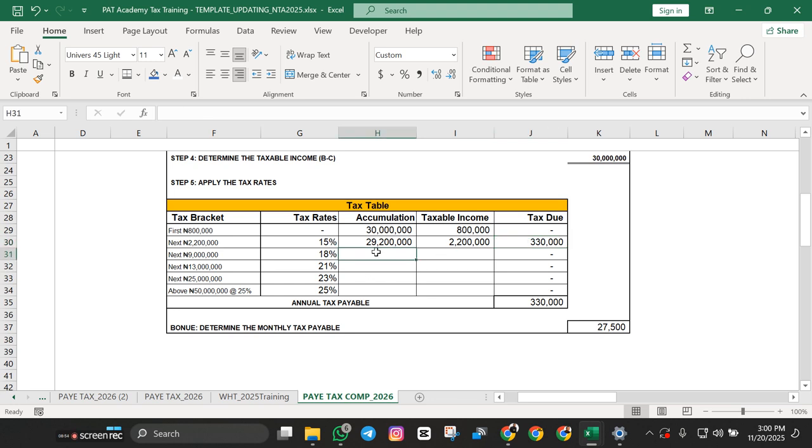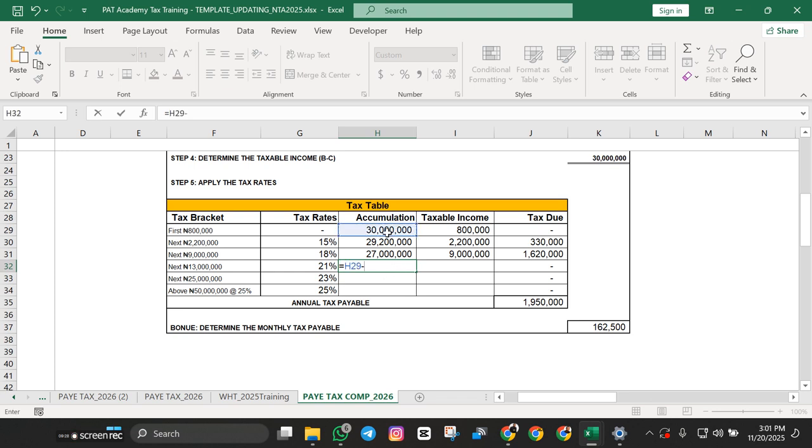So what do we have left? To know what we have left, we say 30 million minus 800,000 minus 2.2 million. So we have 27 million left. In this 27 million, you can see that we can still tax the next 9 million. So let's tax 9 million out of it at 18%. That is 1,620,000 naira.